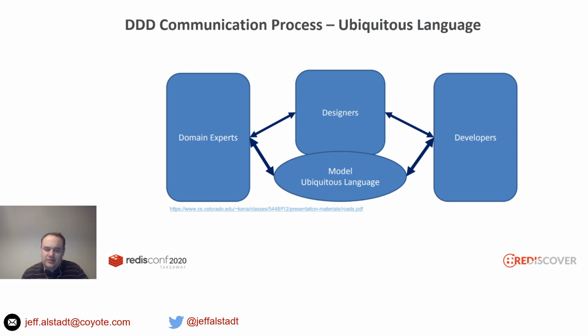Domain experts also use a model language, a ubiquitous language, to allow developers to understand what they need to build and how it should be built. And vice versa, developers give feedback to designers about what they can do and what they can't do and what they recommend, and designers can work with domain experts to define those realizations to make them more reasonable.